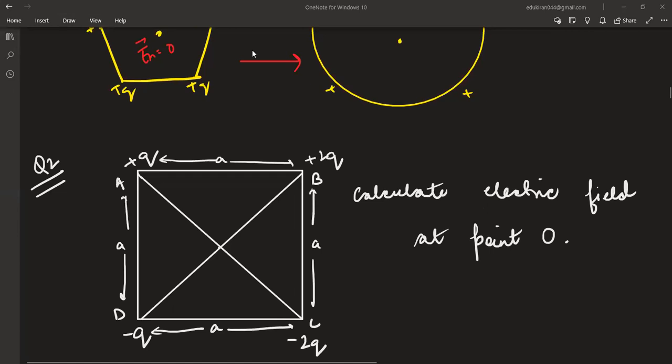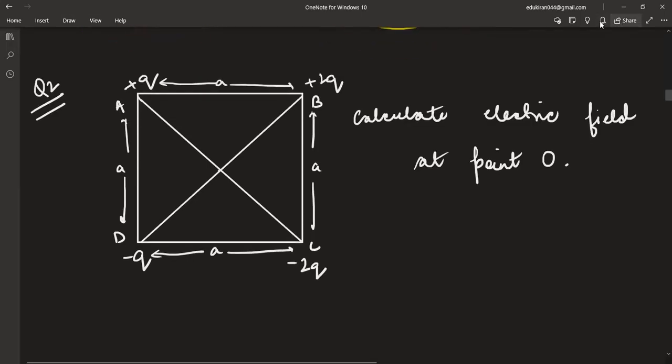Yes, class. So here we have to find out the electric field at point O. Now you will see how the superposition principle is applied. This is a very good example of the superposition principle, and a very important question. It gets repeated a lot in your previous year's papers, whether it's your actual CBSE board exam or your school exams. These types of questions have repeated a lot. So this is a very basic question.